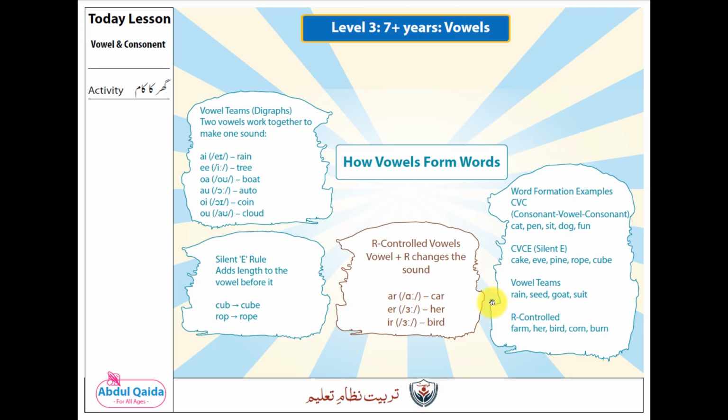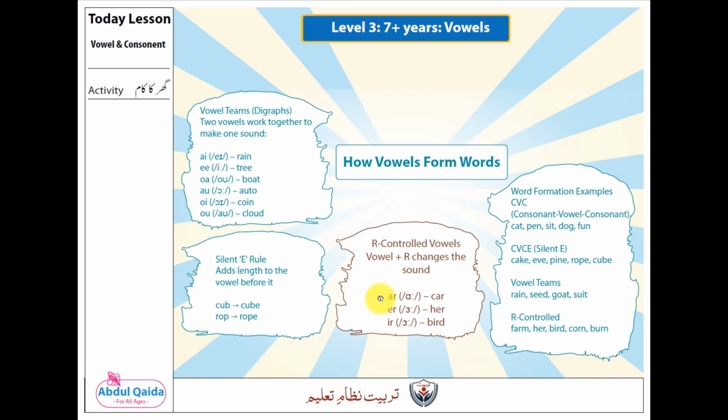R-controlled vowels. For example, farm, her, bird, corn, burn. In R-controlled vowels, the vowel plus R changes the sound. For example, AR.